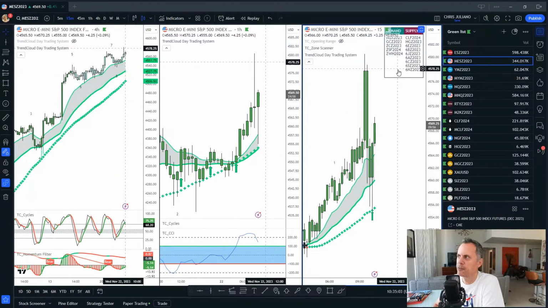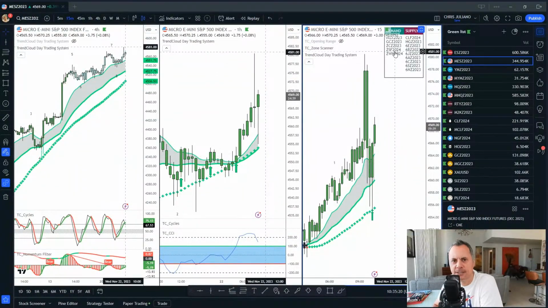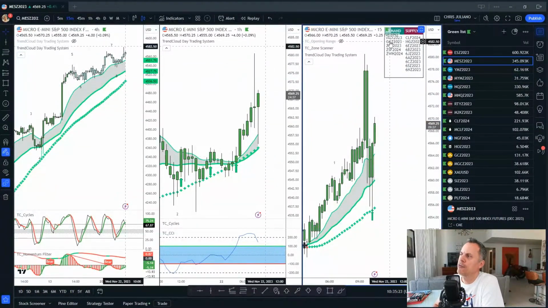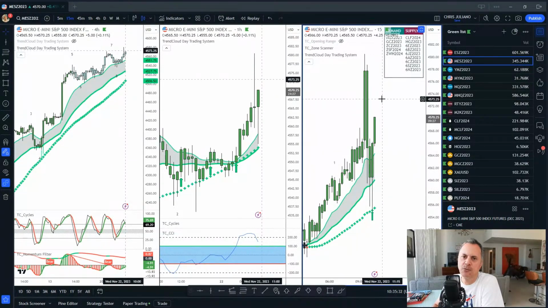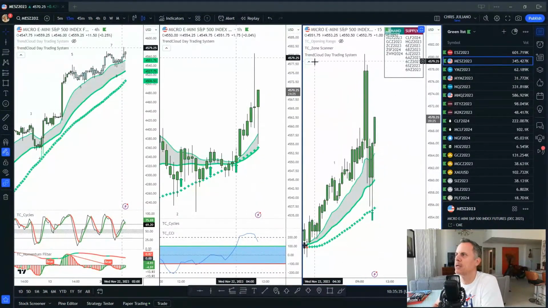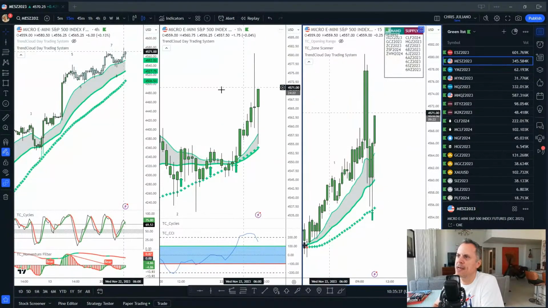TrendCloud Zone Scanner. So inside of the supply and demand zone scanning system are all the contracts that I'm going to focus on. Okay, so it takes everything in my watch list, puts it into here, and organizes it for me. So I know, oh, all the strongest demand zones are in this column. All the strongest supply zones are in this column. Okay. And that's going to pretty much map out my day for me. So I love using that.